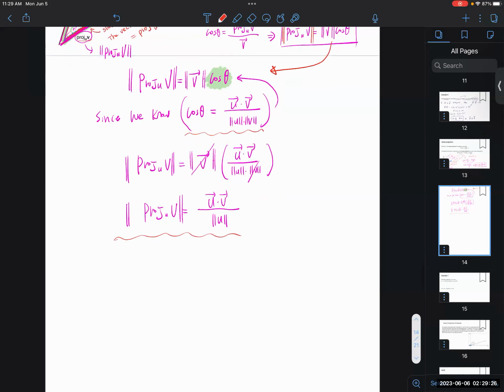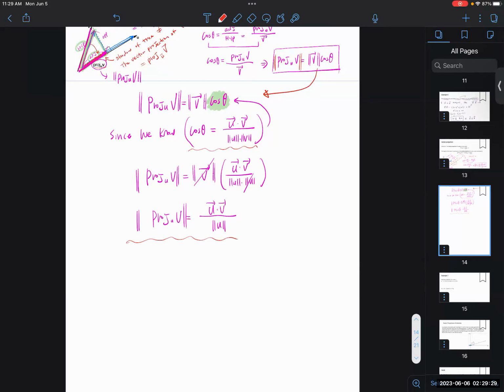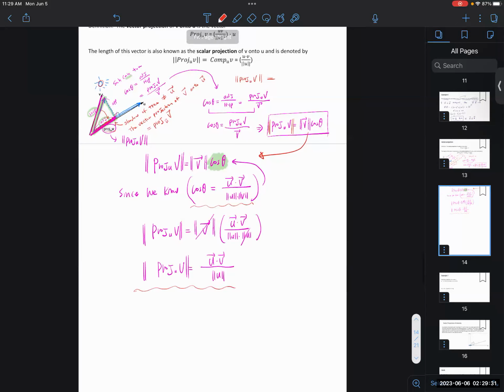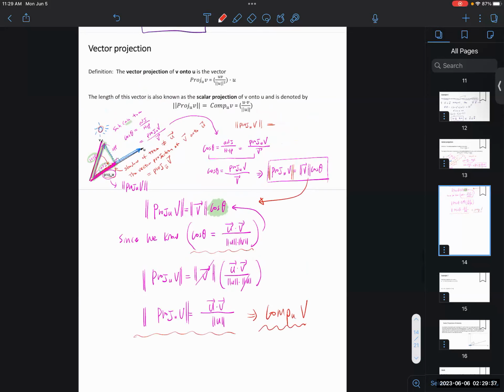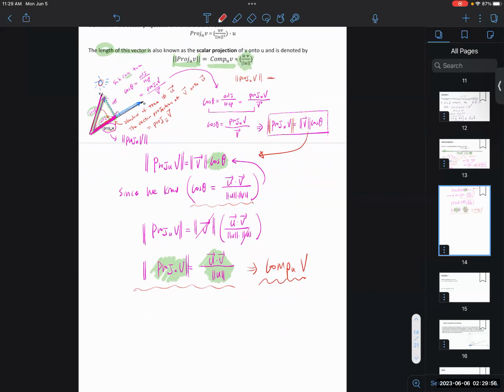Okay, so now I want to find out the length of the projection. So we also call this component UV. Same name. So if you want to find out the length of this vector projection, this is the length of the vector. We also call it component of V onto U. So we just proved that this is true. We just found out this is the proof. The length of the projection of V. So this is the length of the projection UV. Same meaning as component UV.